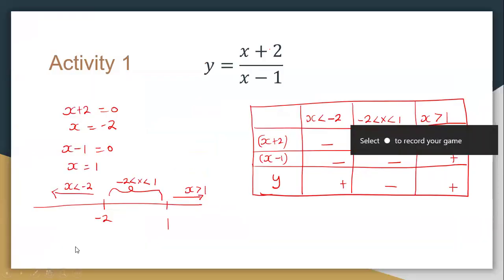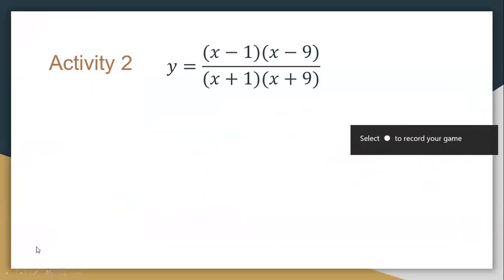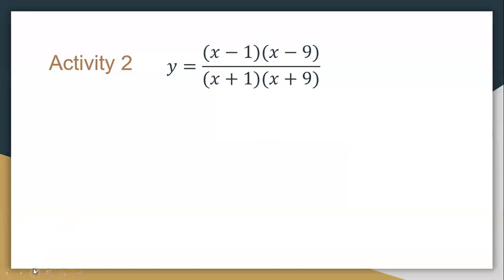Okay. We can have another example. Take an example, we have this where we have quite a number of them. Still, we do the same thing. Equate, say, x minus 1 is equal to 0. Your x will equal 1. Then x minus 9 is equal to 0. Your x will equal 9. Go to the denominator. x plus 1 is equal to 0. Your x will equal negative 1. Then x plus 9 is equal to 0. Your x is equal to negative 9.